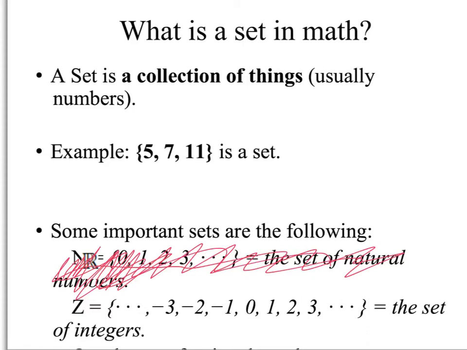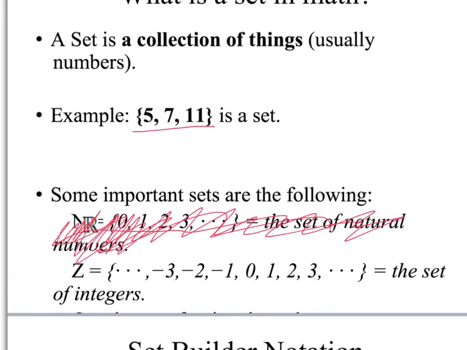So a couple things to look over here. What is a set? It's just a collection of things. Usually in our case it'll be numbers. Example, that's a set right there. 5, 7, and 11 make a set. Now some important sets to know would be the set for all real numbers, which is that symbol, the little funky looking R symbol, and that just means all reals.